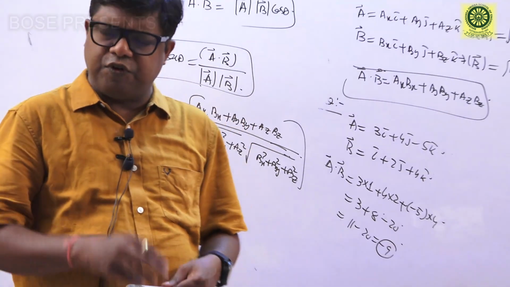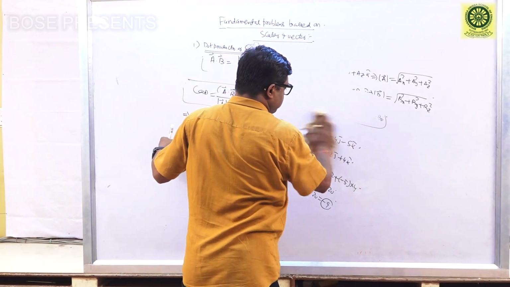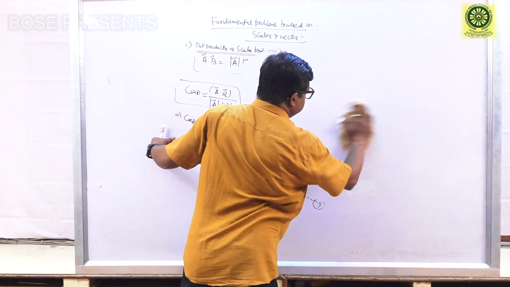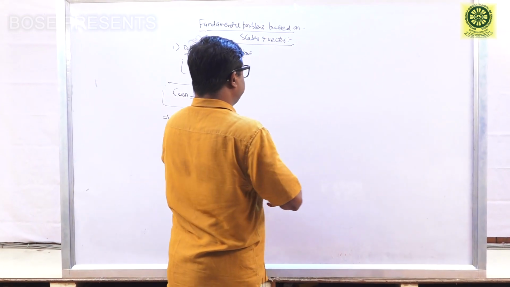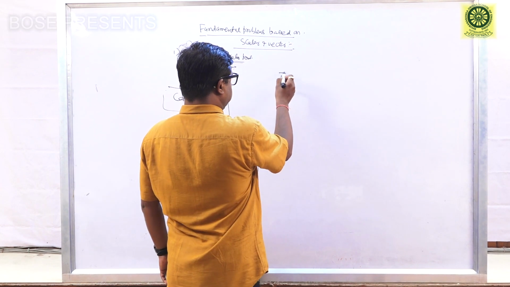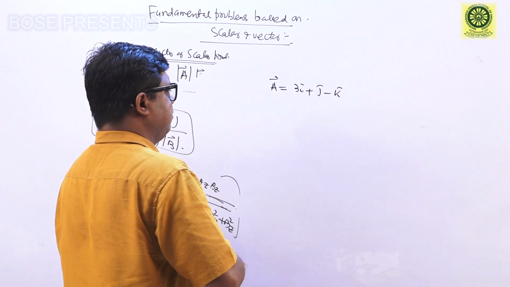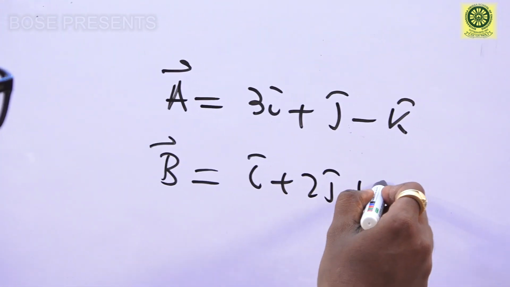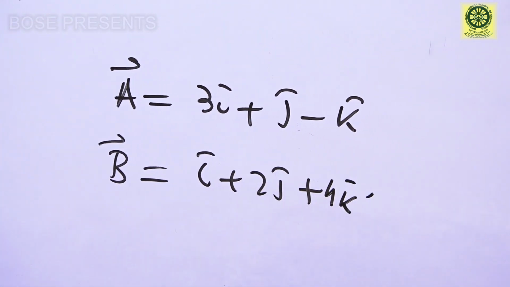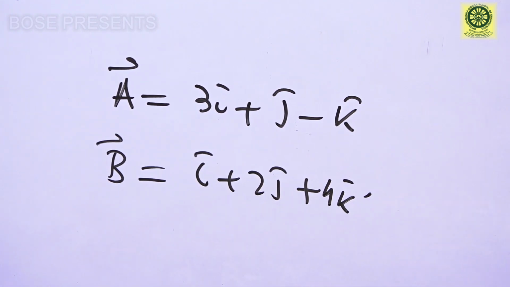I am giving one very fundamental example. Suppose vector A is equal to 3i cap plus j cap minus k cap, and vector B is equal to i cap plus 2j cap plus 4k cap. If I ask what is the angle between the two vectors, then the angle between the two vectors is calculated by this formula.